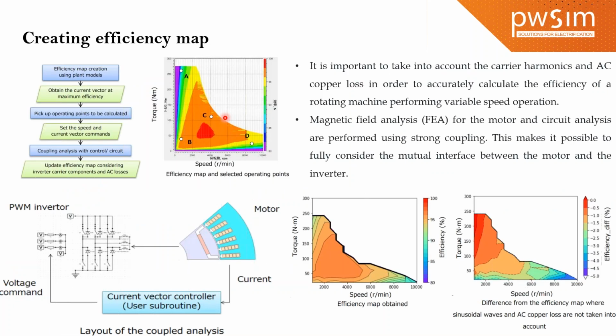Sorry, I have another slide where we can create an efficiency map accounting for the iron loss and the controlling effect. It is important to take into account the carrier harmonic and eddy copper loss in order to accurately calculate the efficiency of the rotating machine performing variable speed operation. With the motor, with controller and without controller, various efficiency maps can be generated. Without the controller, we are not considering the controller loss effect and the harmonic loss effect. So those are ignored in the motor efficiency map.